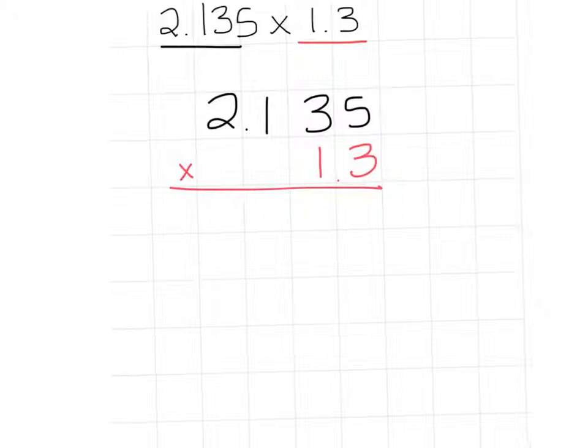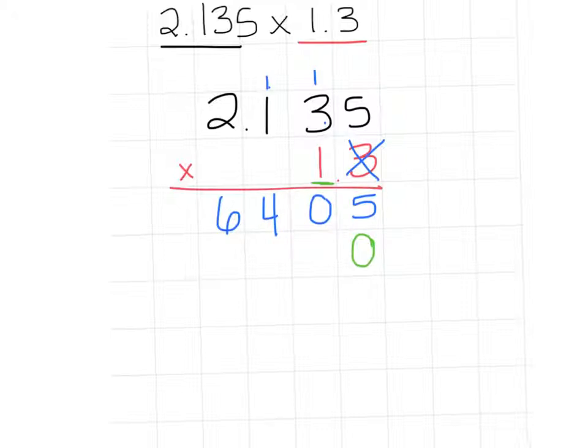Okay, so 3 times 5 is 15. So I put the 5 down here, carry the 1. 3 times 3 is 9, plus 1 is 10. Carry the 1. 3 times 1 is 3, plus 1 is 4, and 3 times 2 is 6. Now, I'm done with this 3, so I'm going to cross that out, but I also need to mark a 0 down below here to show that I'm done with my tenths and I'm moving over to my ones place.